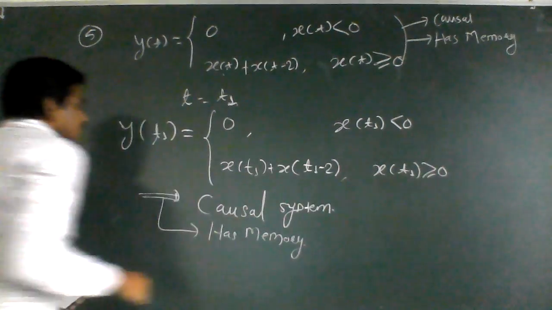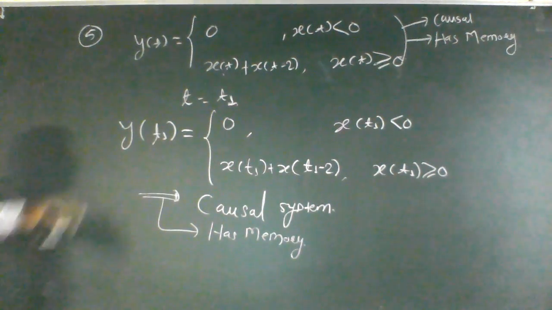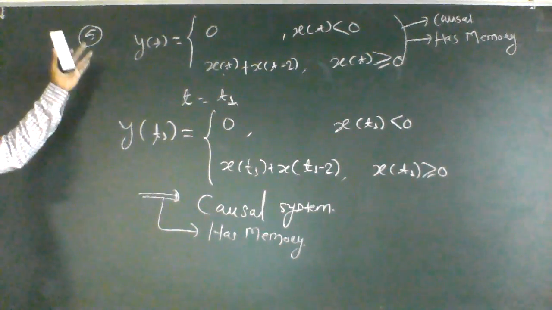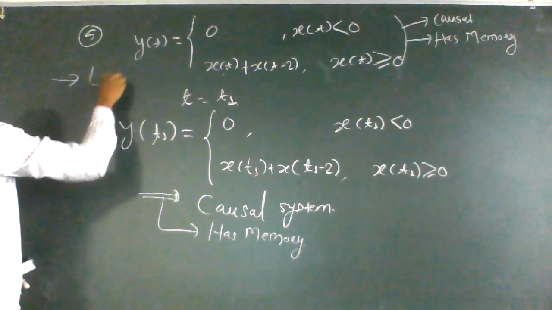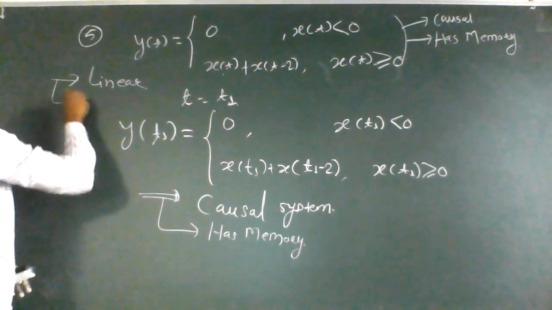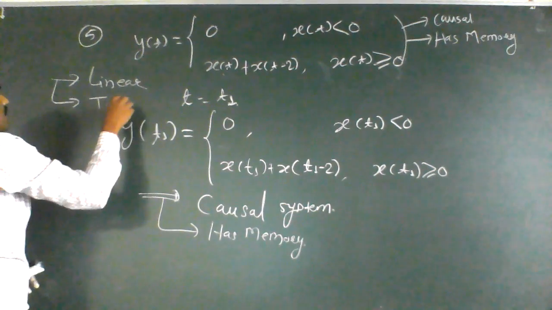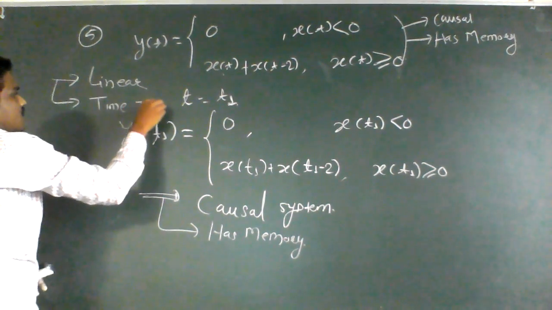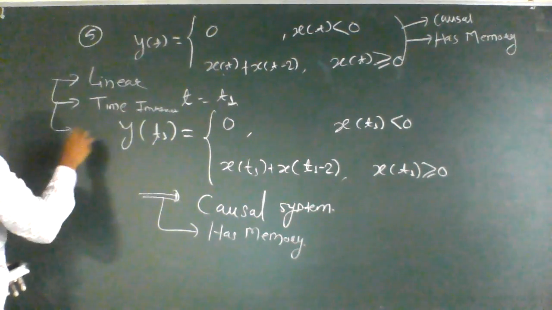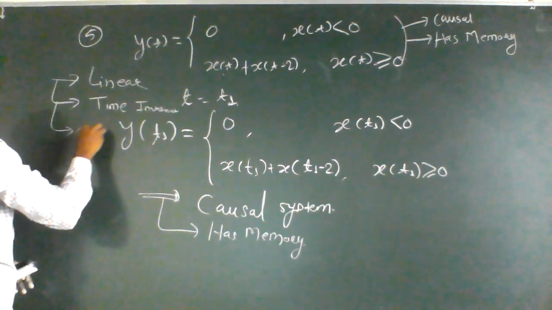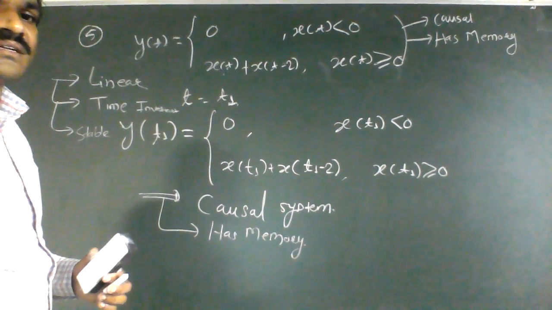Apart from that, in the earlier example, we have seen the same example. Okay, so if you try to solve by looking at the earlier examples, you will find that this system is also linear, the system is also time invariant, and the system is stable. The system is stable.